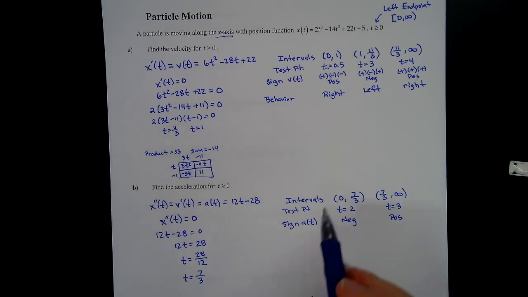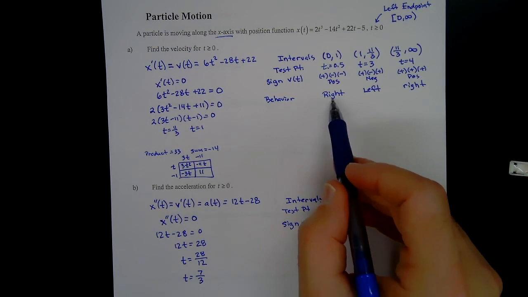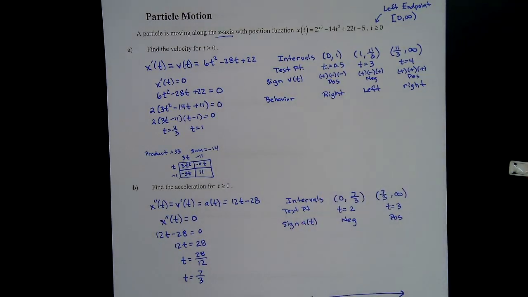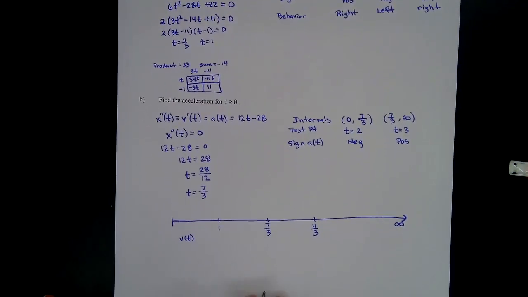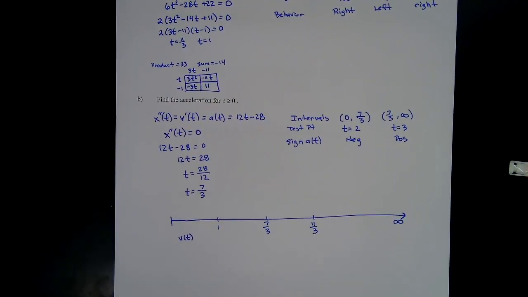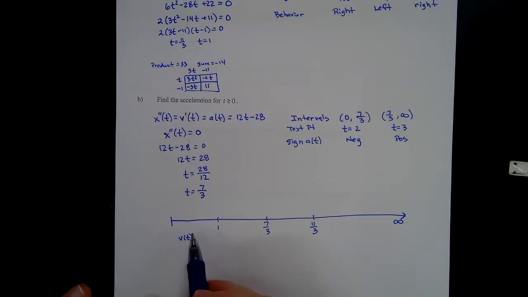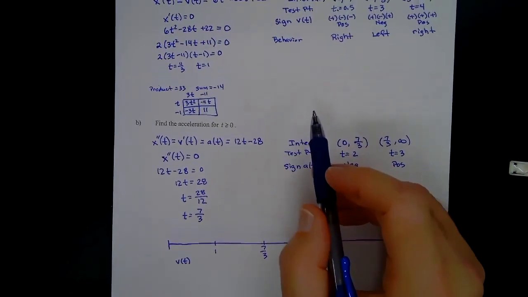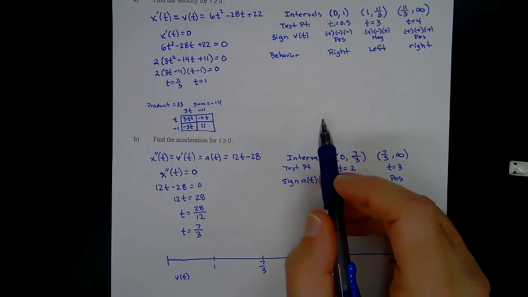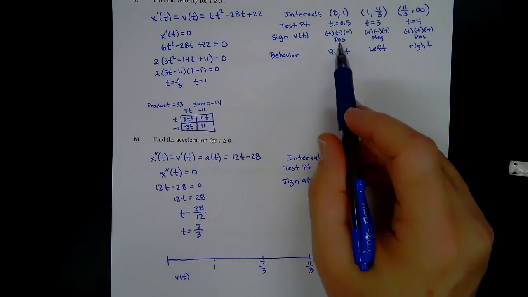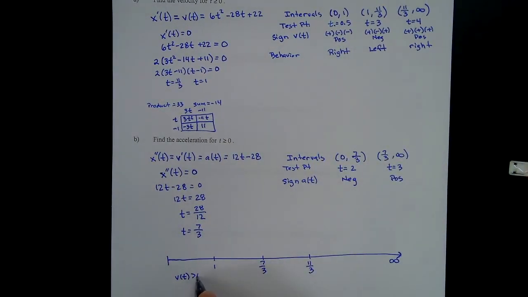So what do we know from 0 to 1? We know v of t is positive. And I just realized you guys can't see it. So let me give you a chance to copy that. So right here, v of t from 0 to 1, we can tell, slide it up a little bit. From 0 to 1, the velocity is positive. So v of t is greater than 0.